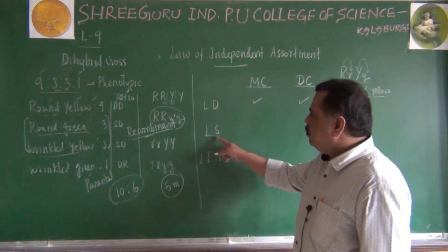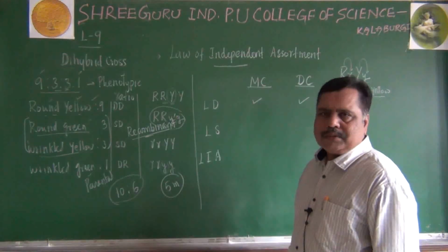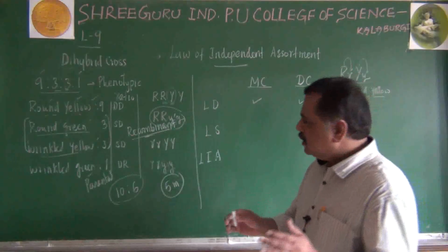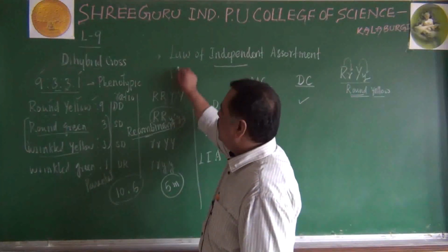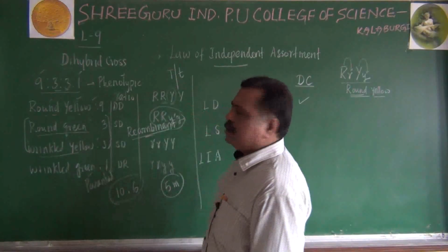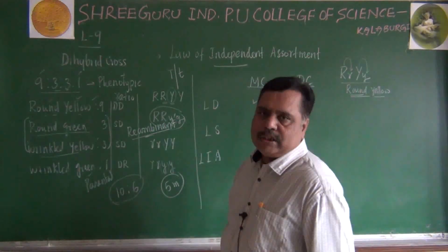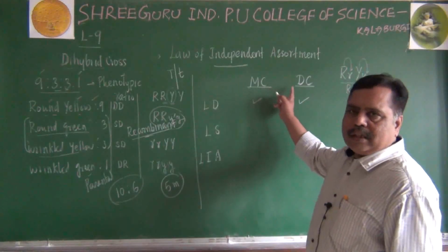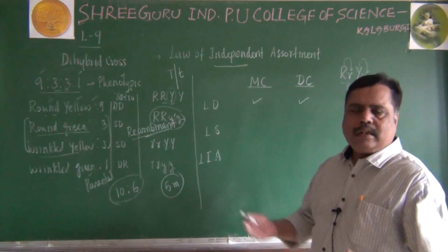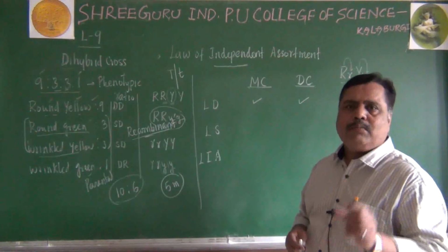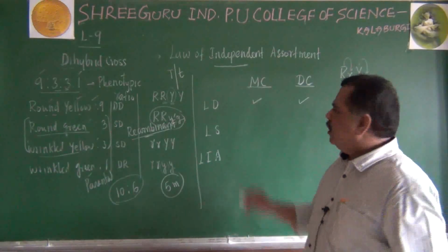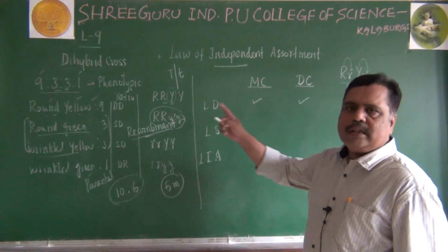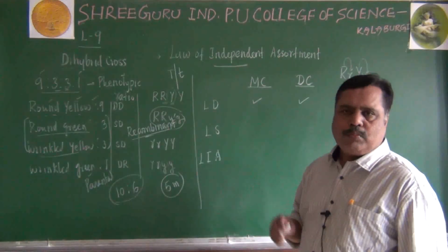Right. When we come to law of segregation, what is law of segregation? Alleles of the same character will separate from each other during gametogenesis. Please remember, whenever you perform a hybridization cross, definitely gametes should be formed. Gametogenesis should take place. During gametogenesis, segregation happens. It was proved by Mendel.